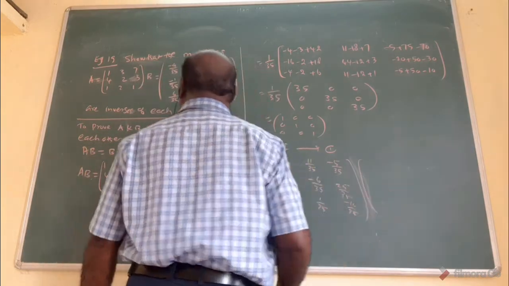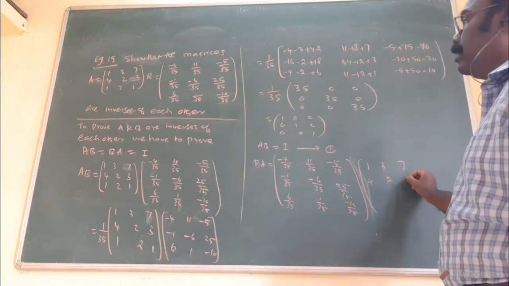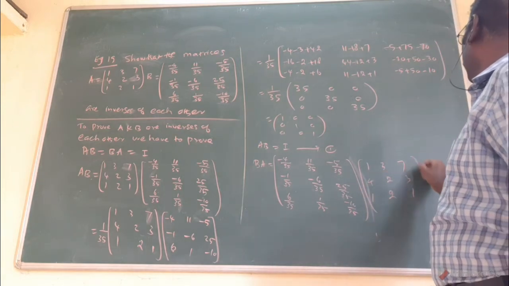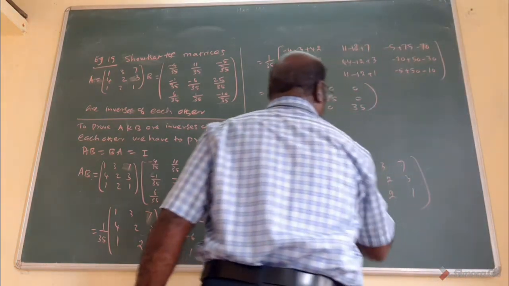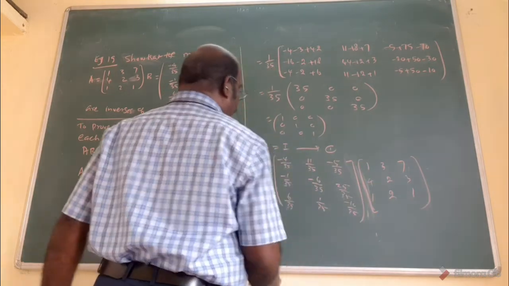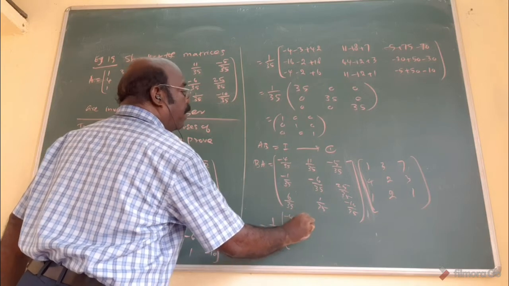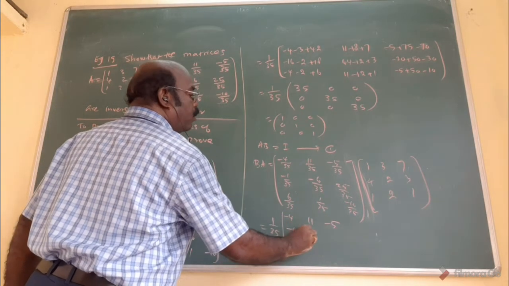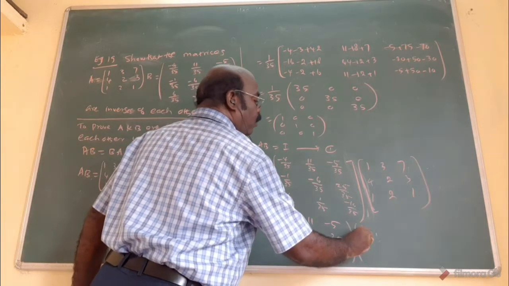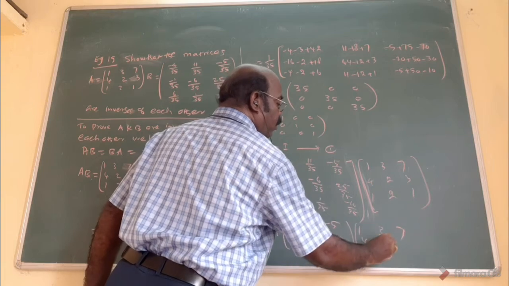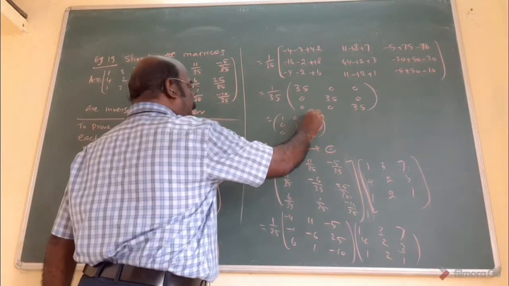Into the A matrix, first row 1 3 7. Now next say 4 2 3. Next say 1 2 1. This is the A matrix. Now in all, 1 by 35 is common, take it outside. What is number? Minus 4 11 minus 5, minus 1 minus 6 25, 6 1 minus 7. Here 1 3 7, 4 2 3, 1 2 1. Now multiply, the same answer will come. Am I right?